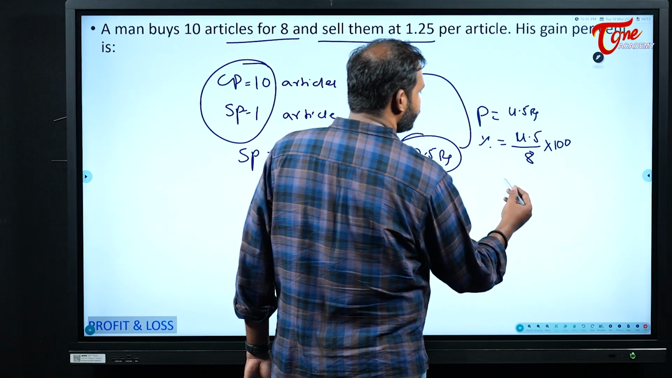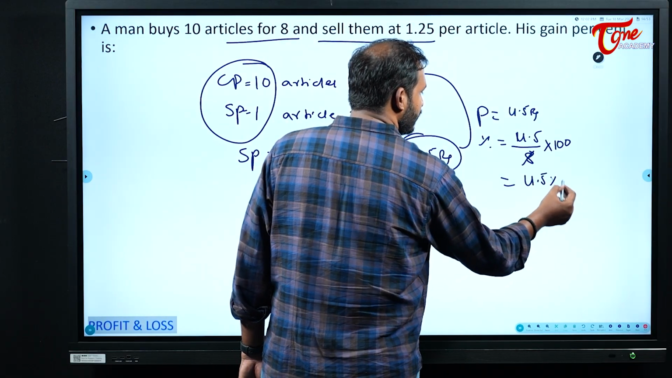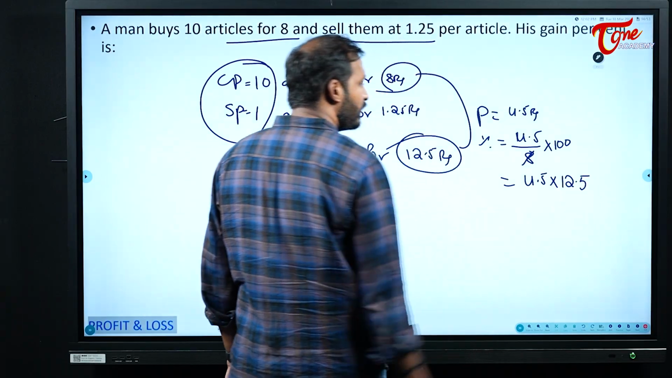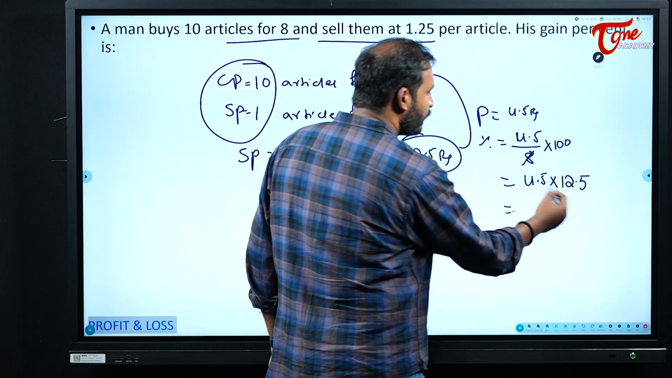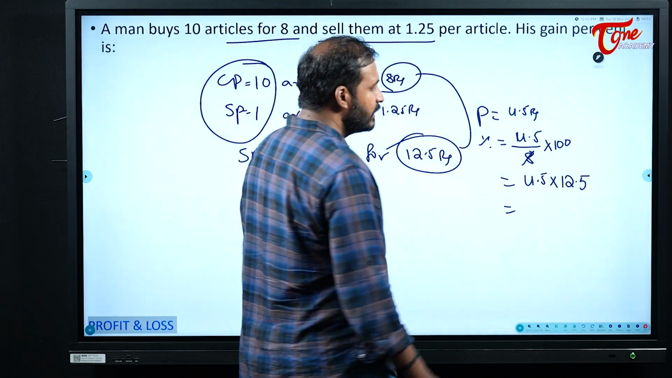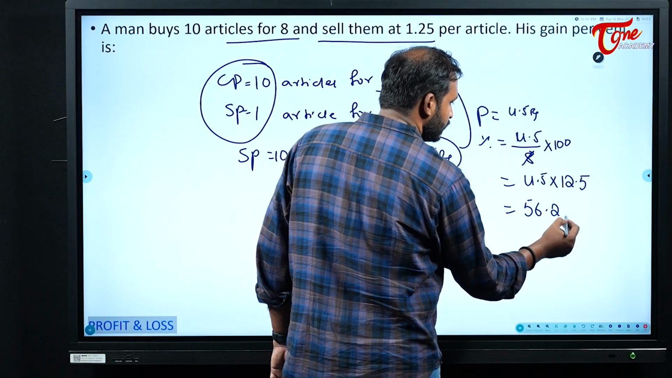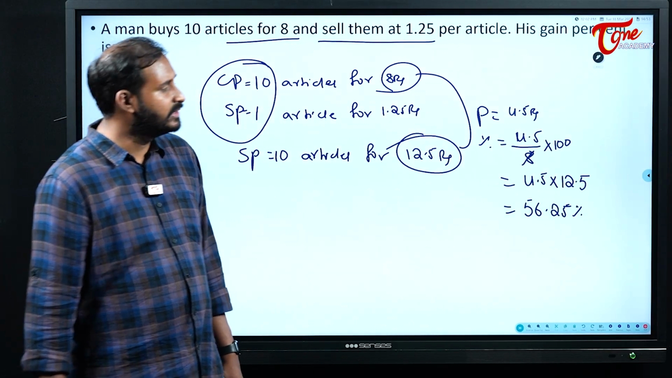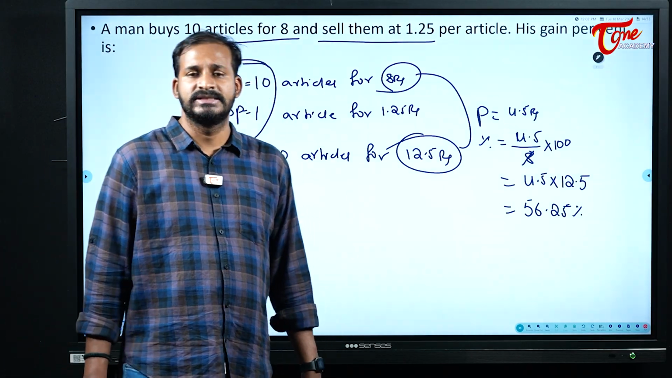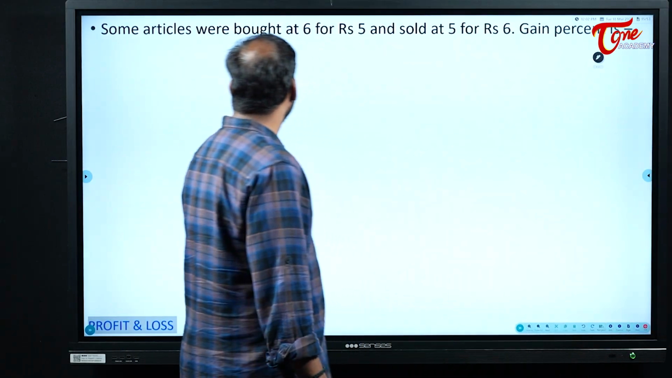The reason is this is the actual cost price, by 8 into 100. Now, 100 by 8 means what? We all know, when 100 is divided into 8 equal parts, each part becomes 12.5. So, 12.5 into 4 is 50, plus 6.25. So, here you will get 56.25 percent profit, or else multiply 4.5 with 12.5. Anyway, you will get the same answer, right? Next, we will see the next one.